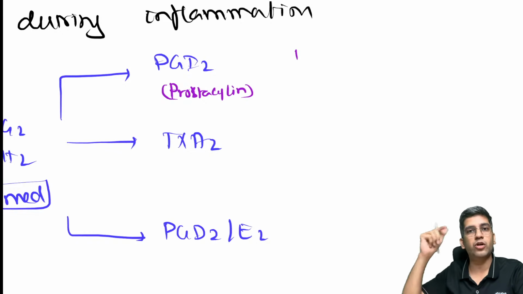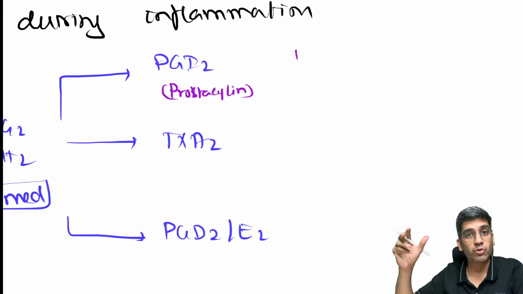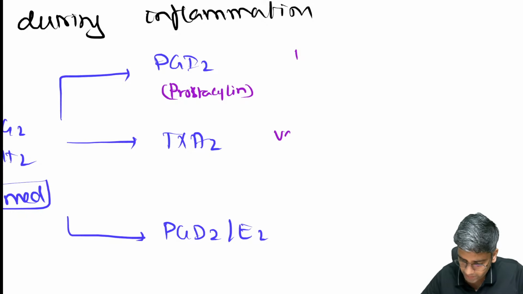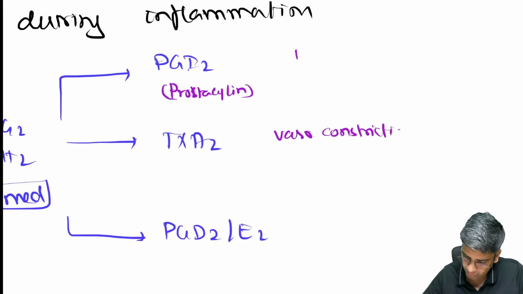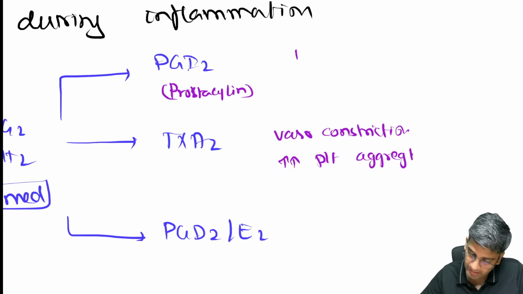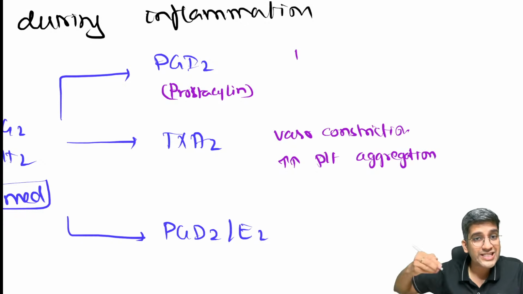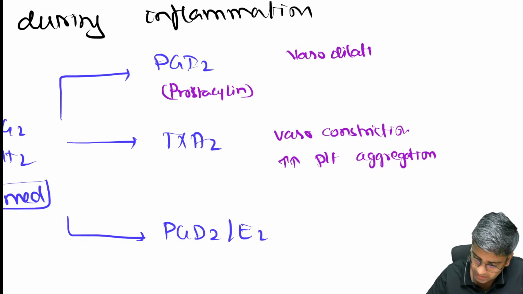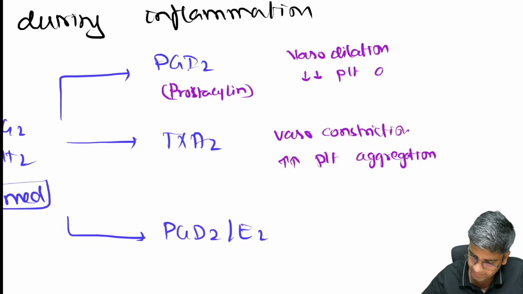I told an easy way to remember: thromboxane A2 is going to be involved in thrombosis. If it's going to be involved in thrombosis, it should cause constriction, something related to that, right? So this will cause vasoconstriction and thrombosis. It will increase platelet aggregation. And your prostacyclin is exactly the opposite of that, right? It will cause vasodilation and it will reduce platelet aggregation.